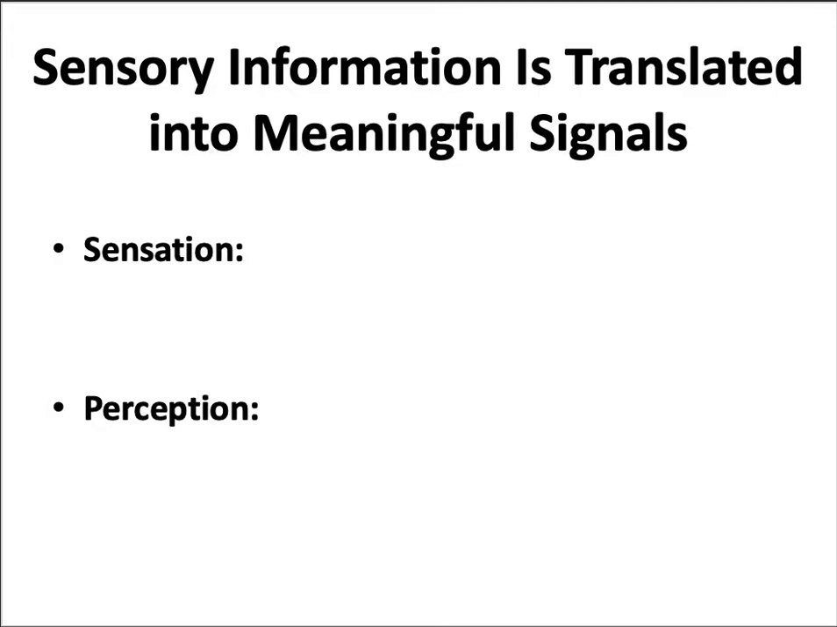Sensory information is translated into meaningful signals. There are two elements of this. So the title of the chapter is Sensation and Perception. Sensation is the detection of external stimuli and the transmission of this information to the brain. Perception is the processing, organization, and interpretation of sensory signals.